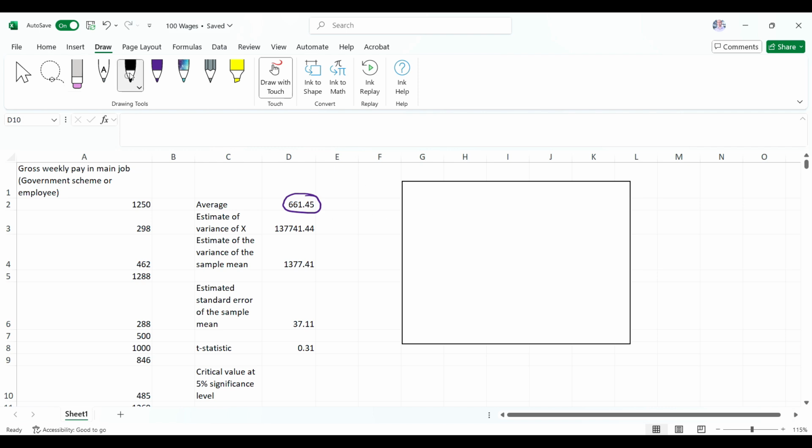Now we can find the critical value using the formula equals t.inv.2t. That's indicating that we've got two tails to our test. Our significance level is 5%, so we're going to use 0.05, and we've got 100 observations, but we lose 1 degree of freedom because we're estimating the population variance, so we'll have 99 degrees of freedom. We write t.inv.2t in brackets 0.05 and 99, and we can find the critical value as 1.98.